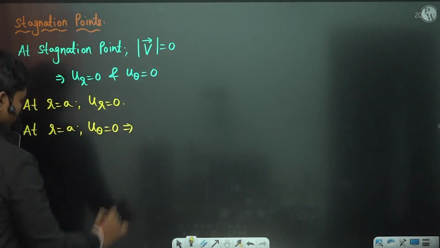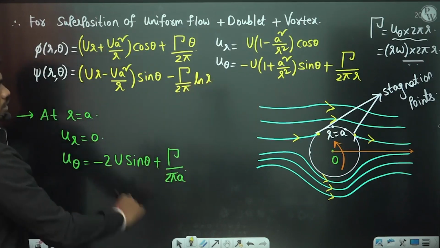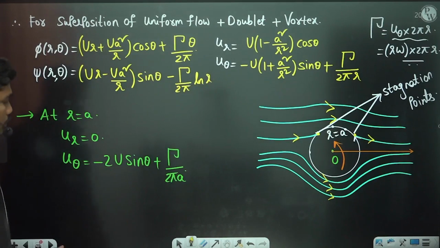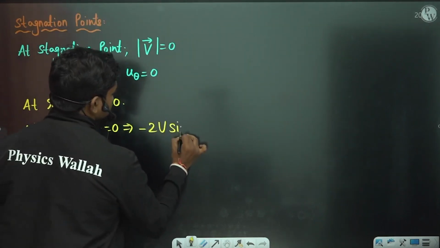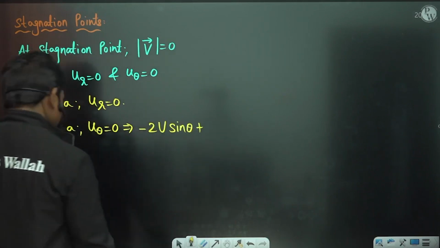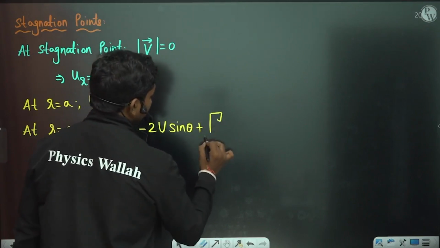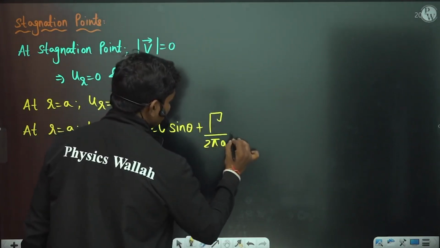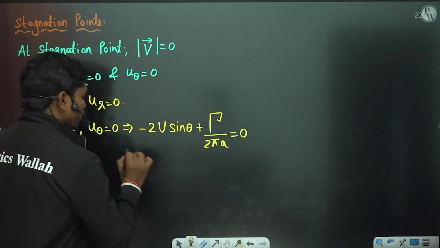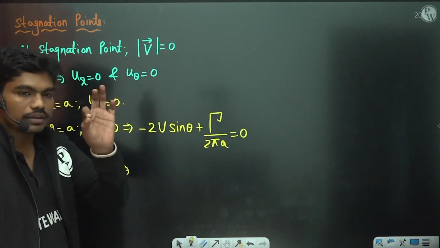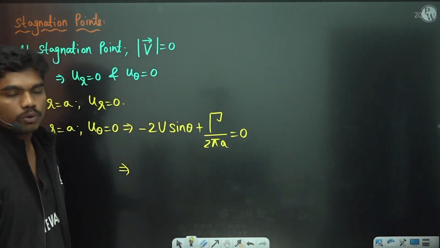So what is the meaning of u_theta equal to 0? This expression for u_theta is actually 0 at r equal to a. So minus 2u times sine theta plus circulation by 2 pi a should be equal to 0. So this has to be 0. So what about your sine theta? The radius is at the surface of the cylinder. So at what angles do you have the stagnation points? This is what you need to understand.